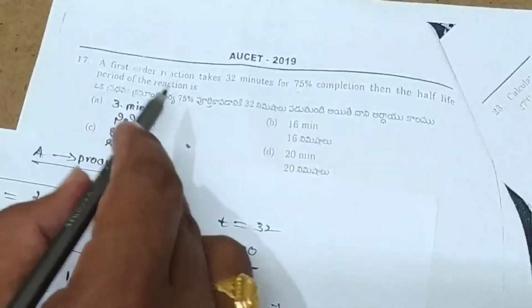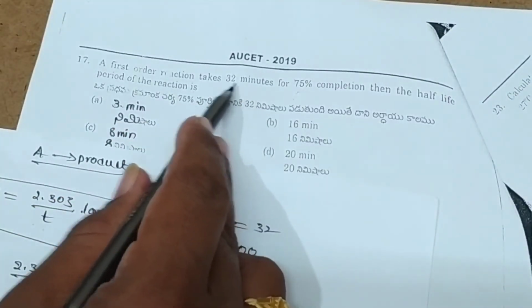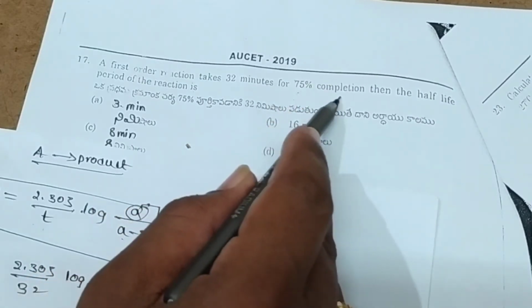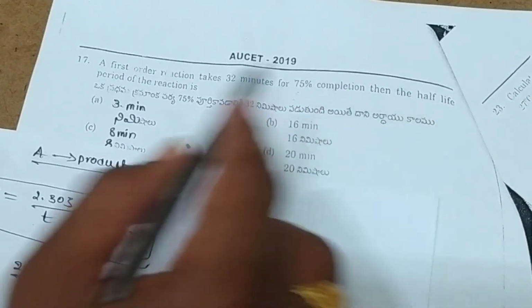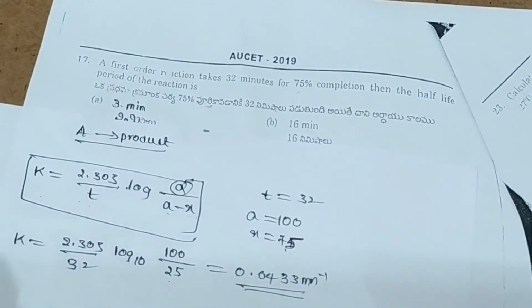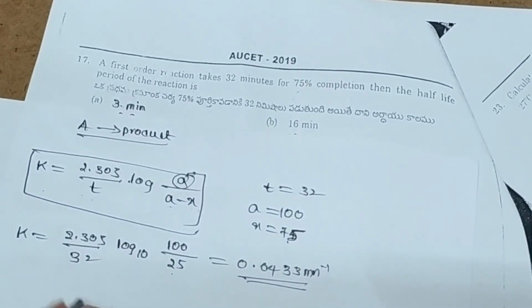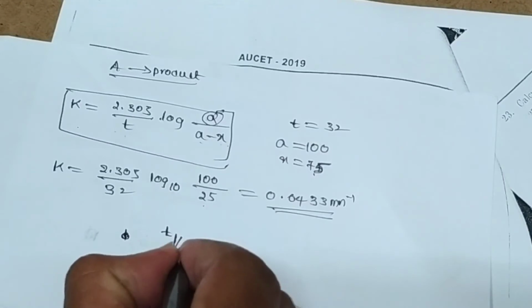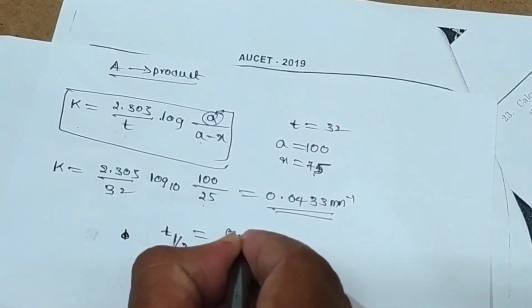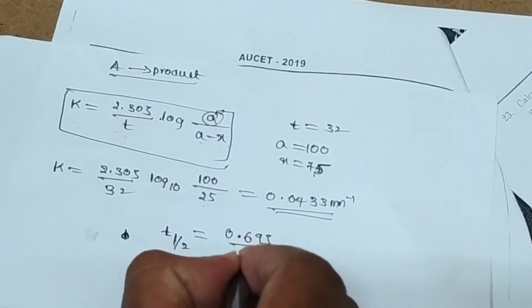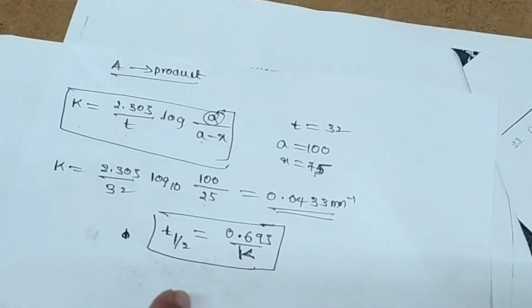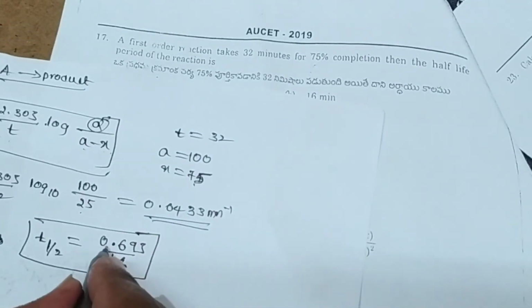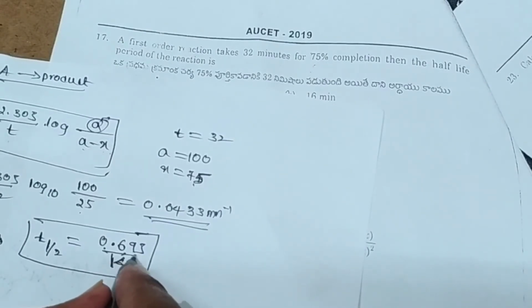Now in this question, 75% completion of the reaction happens in 32 minutes. Now we have to find the half-life period of the reaction. The half-life period in first order kinetics is t half is equal to 0.693 by K. Okay friends, this is so important. This is the t half. In first order kinetics, t half is equal to 0.693 by K.